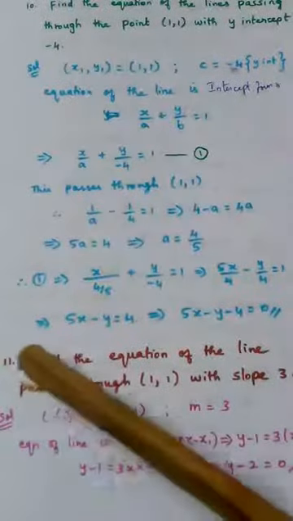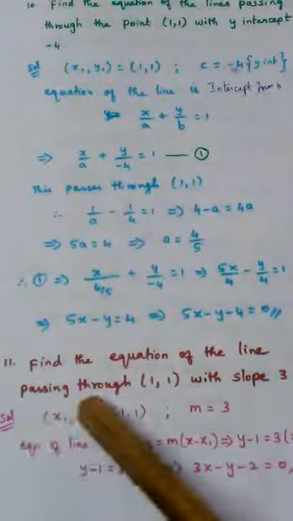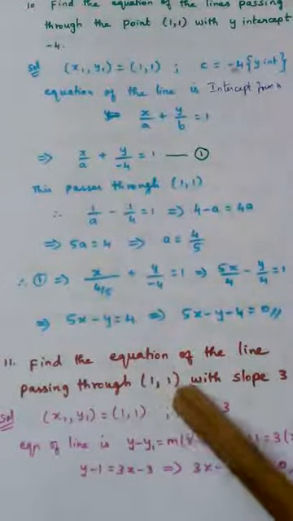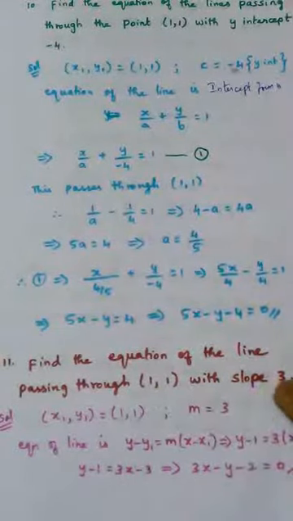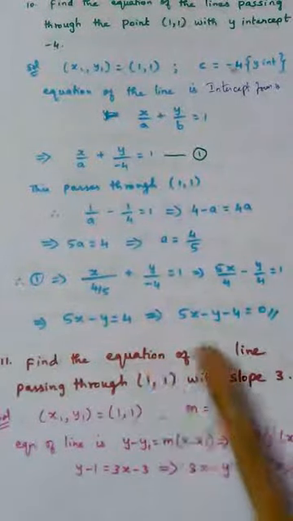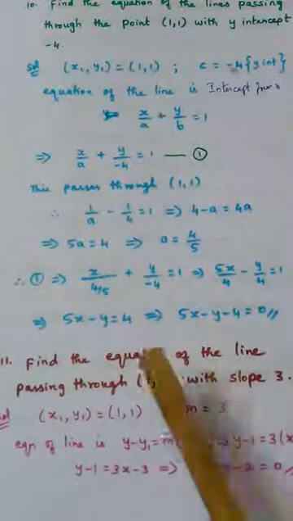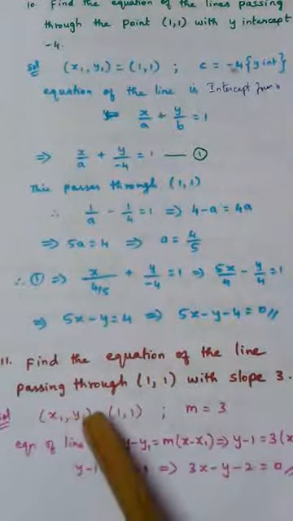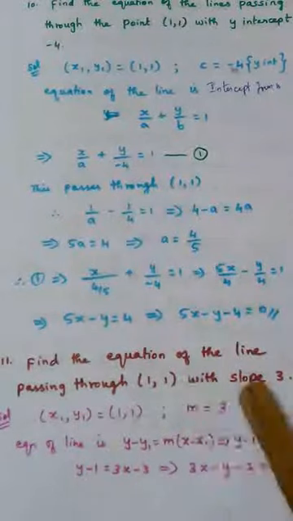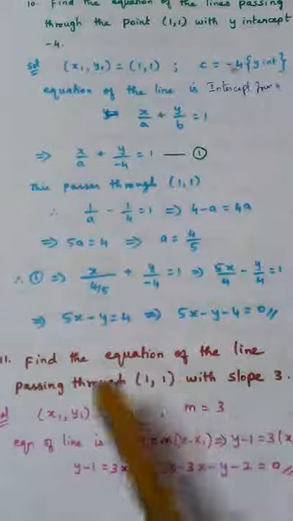And problem number 11. Find the equation of the line passing through the point (1, 1) with the slope 3. So this is a very direct question, I think, because we need to find the equation of the line. It passes through (1, 1). Slope is directly given. So the point is taken as x1, y1 equal to (1, 1). The slope symbol is m. So m is equal to 3.